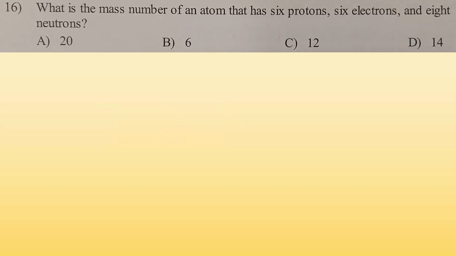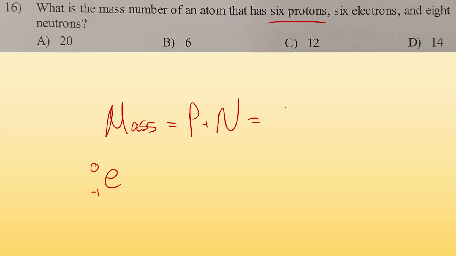16. What is the mass number of an atom that has 6 protons, 6 electrons, and 8 neutrons? So let's take a look at this. Remember, the mass is going to be the protons plus the neutrons. And why is that? Well, because the electron has a charge of -1, but its mass is so small that we just say it's 0. So let's figure this out. How many protons did it say we have? 6. So 6 protons plus 8 neutrons, and we can ignore the electrons. So that tells us I have a mass number of 14, choice D.